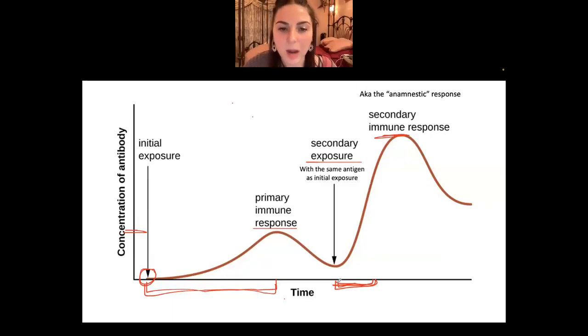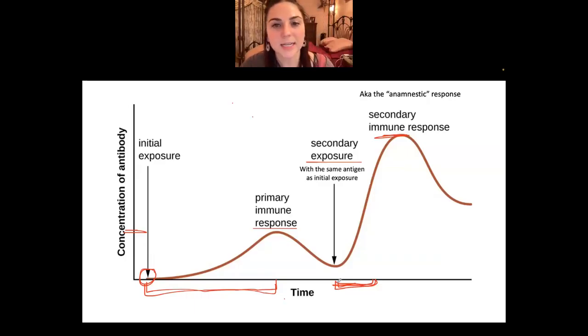Okay, so the primary immune response takes about 7 to 10 days. You don't get that many antibodies produced from it. And again, it's because you have to go through the innate immune system, and then you have to go through B cell activation. You have to activate the B cells to release antibodies. It takes time. It takes about 7 to 10 days to do all of that.